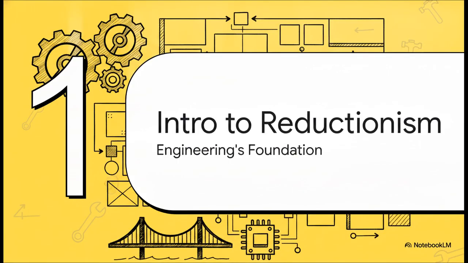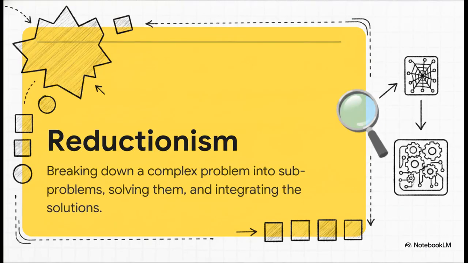All right, let's kick things off with Section 1, the philosophical foundation of engineering, which is reductionism. Before we can really understand why something fails in modern software, we have to understand the foundational rule that has successfully governed almost all engineering for centuries. You'll definitely want to take note of this formal definition.